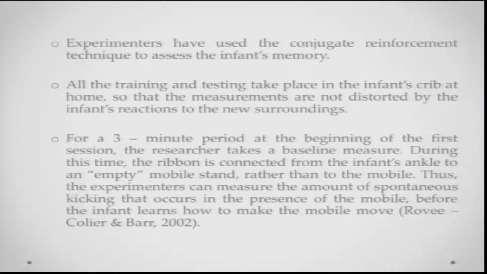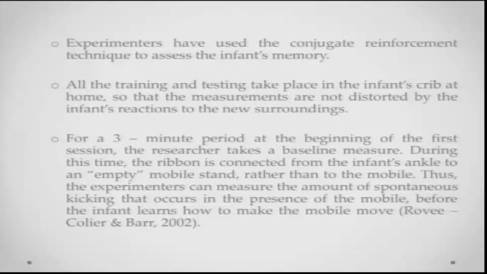So, there is just the stand, there is nothing that is going to move and attract the child's attention. Thus, the experimenter can now measure the amount of spontaneous kicks, how much ever the child is kicking, and they just note it down as a comparison to be made later.